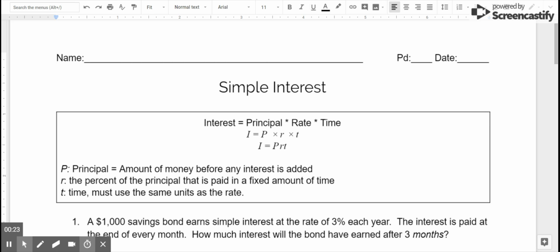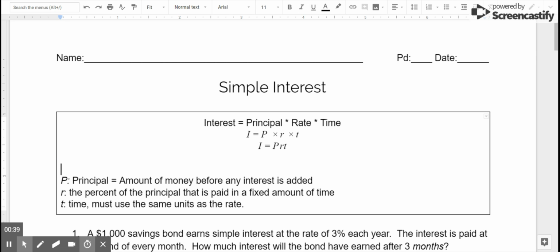The formula for calculating simple interest is interest equals principal times rate times time. It's important to keep the interest and the rate separate. So I stands for interest. That's the amount, and in fact, I'll add that in here. Interest, I, is the amount of money earned in a certain amount of time.